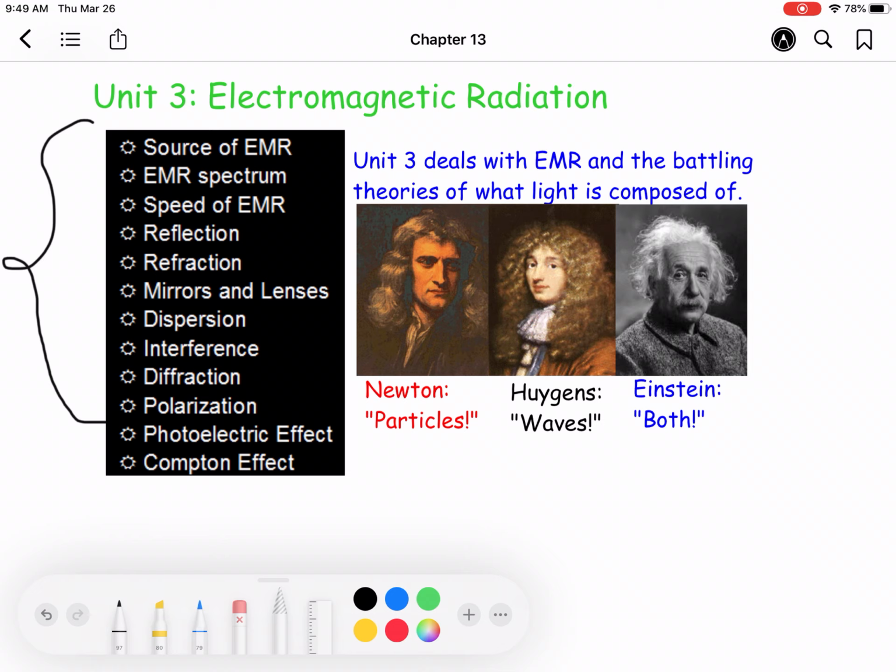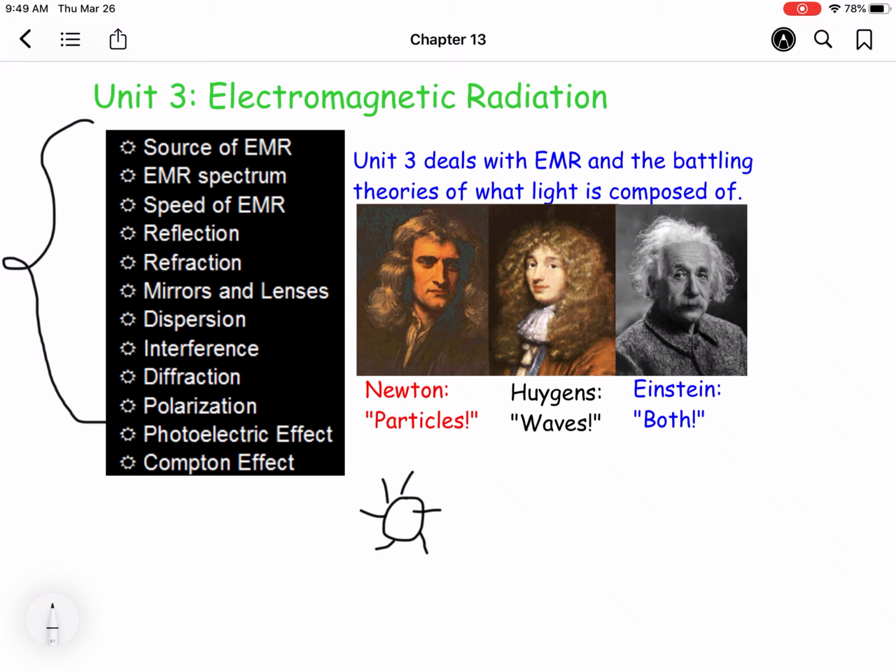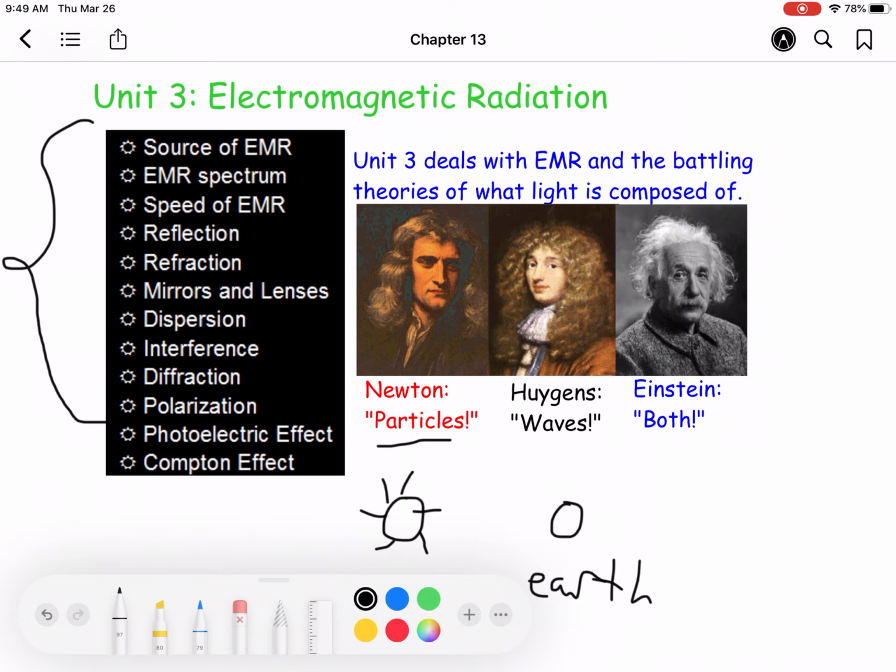So Unit 3 deals with EMR and the battling theories of what light was composed of. Newton here says particles, because the energy from the sun gets to the earth. This is the earth. Very nice earth. Since the energy from the sun is getting to the earth, it has to be a particle because there's no medium. So how on earth does it do that? That was Newton and most of the people who followed him for quite a while.